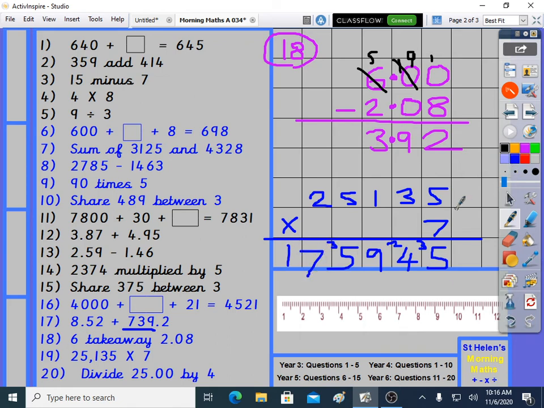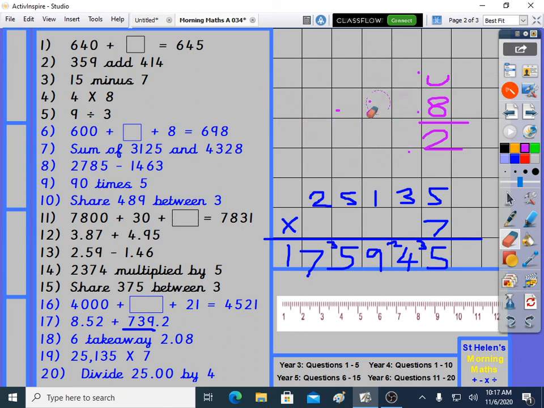Now I'm going to check that. 35, 21 plus 3, 24. 9, 35. Okay. 175,945, a big answer. That was question 19, of course. Now we do question 20.